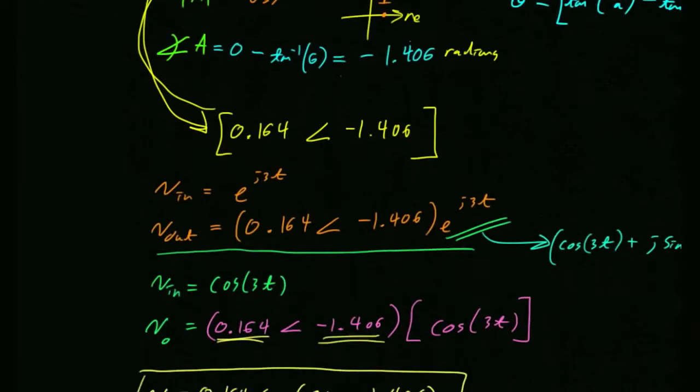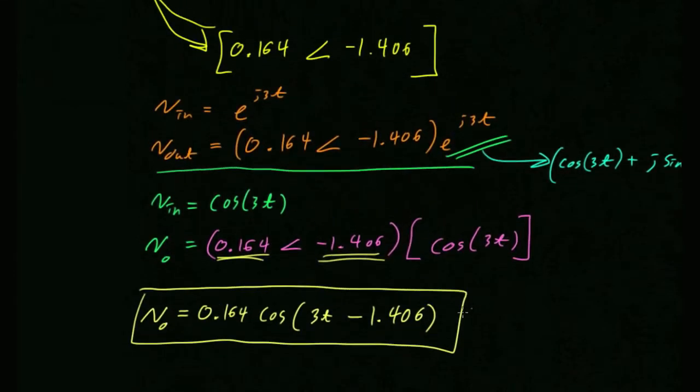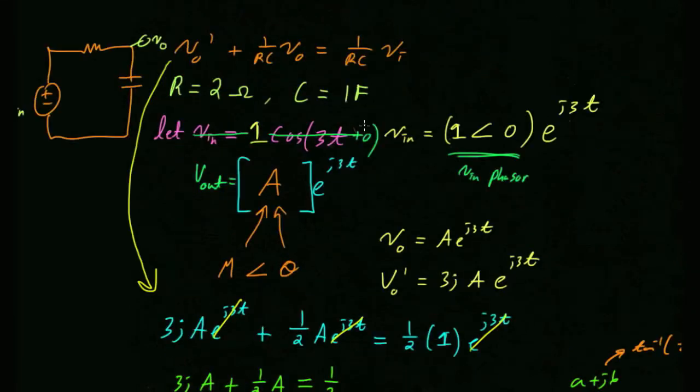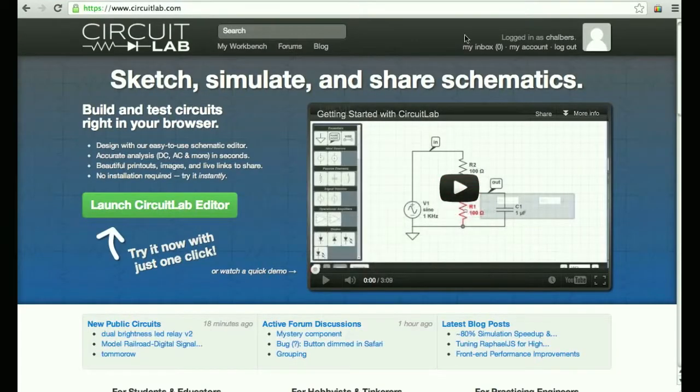But what I want to do on Friday is we're going to replace all of this with variables. So instead of letting r equals 2 and c equals 1, we're just going to let r equals r and c equals c. Okay? And instead of putting in a value like omega equals 3, we're just going to leave it as omega. And then we're going to analyze our circuit and see what it tells us.